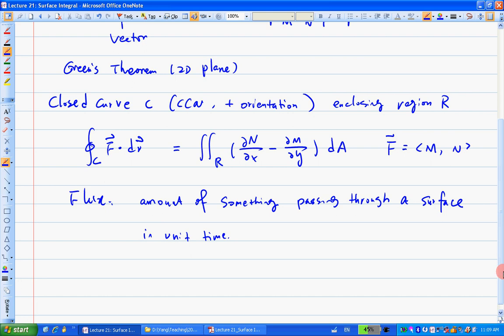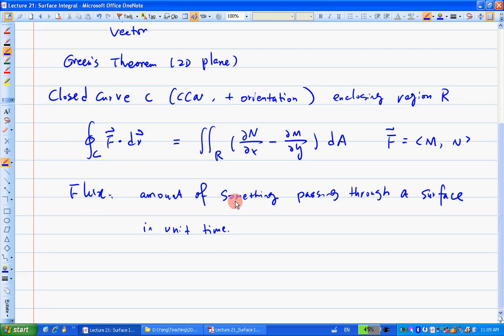So this is the flux, and based on this simple concept, today we're going to talk about flux. Basically we're going to calculate how much. How do I calculate the amount of something through the surface? That's what we're going to calculate. This is what we call the surface integral. So the surface integral basically is going to give us this flux calculation.